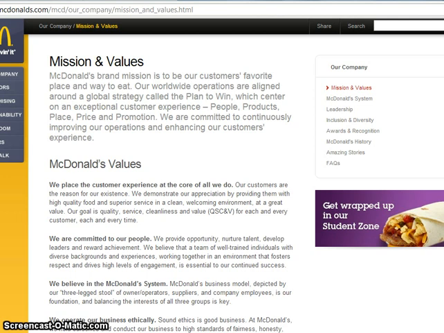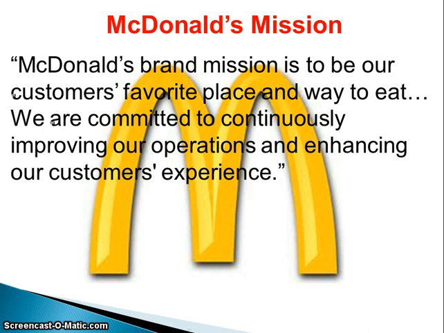That's interesting. Is McDonald's your favorite place to eat? I don't know, maybe some of you, and you don't want to admit it. Is it your favorite way to eat? Do you like the plastic utensils and your salads and the little plastic things or whatever? But that's their goal, that's their reason for existence. That's where they want to go with the organization. It's very aspirational, and just because it seems too far out there doesn't mean that it shouldn't be their mission. That's what they're going for. We're committed to continuously improving our operations, enhancing our customers' experience. That's also part of their mission and things that they value. And then they go through and talk about their specific values.